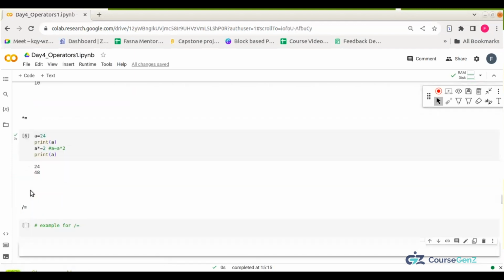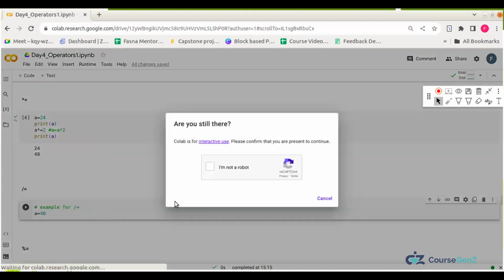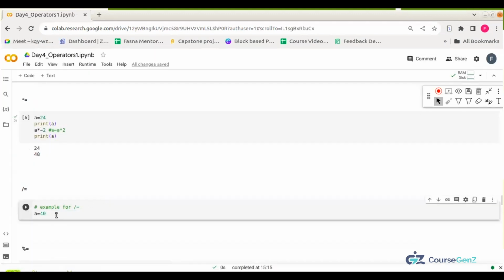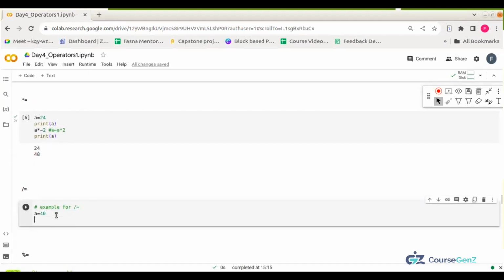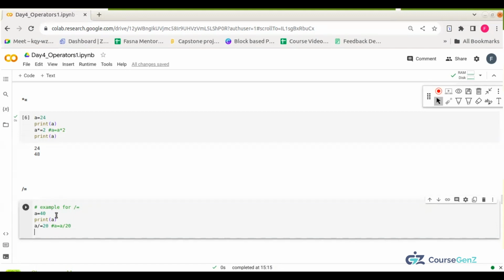Then let's try the division operator. Say a is equal to 40. After that, again, yes, we have to print a. Let's try a divided by equal to, say 20. So it will be a is equal to a divided by 20. Very good. After that, let's print a again.